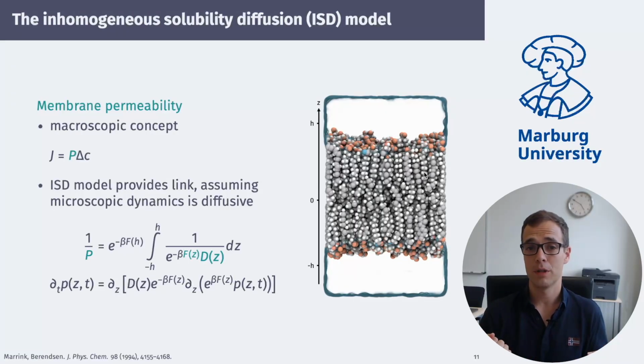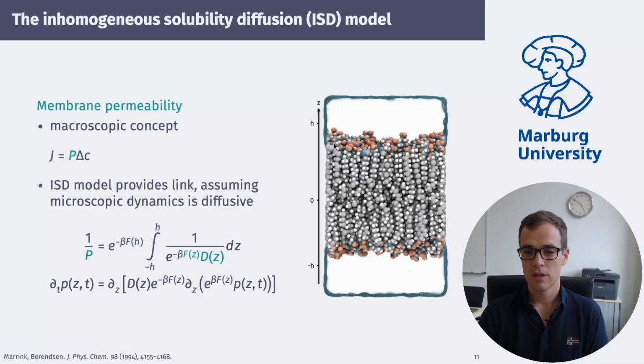If we want to compute permeabilities, which are a macroscopic transport property, we have to come up with a model that connects this macroscopic property to microscopic quantities. And the predominant model which accomplishes this task is known as the inhomogeneous solubility diffusion model. This model assumes that particles diffuse through a bilayer such as this one, and they do so inhomogeneously, which means you have a position-dependent diffusion constant D(z). So in this talk, the axis perpendicular to the membrane will always be denoted as z.